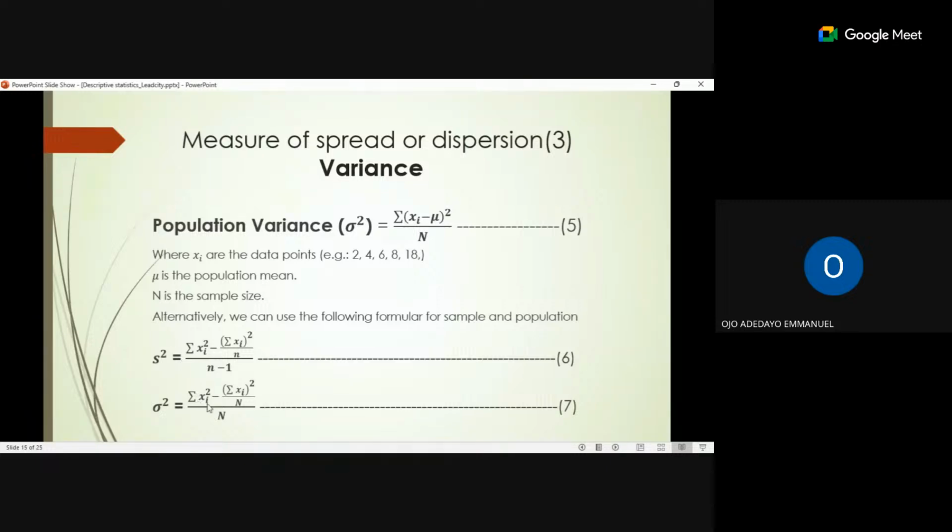Now, go back to this. The only difference between equation 6 and equation 7 is that we just remove the 1 because it's a population variance. Any question on that before we move on?